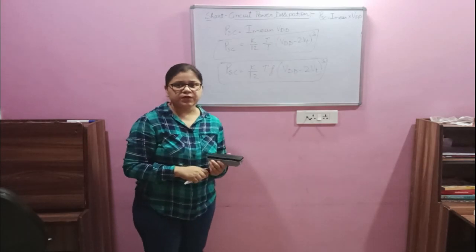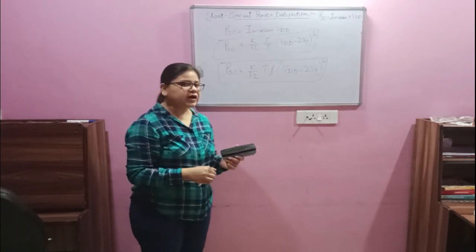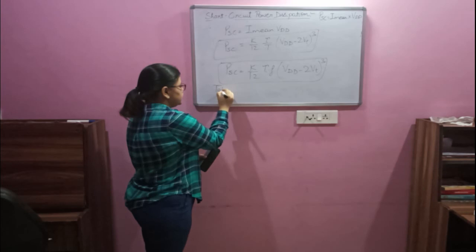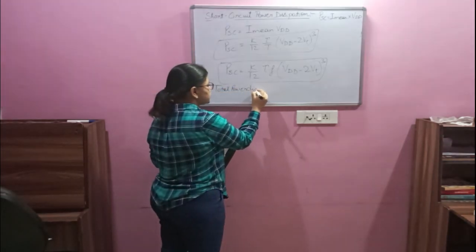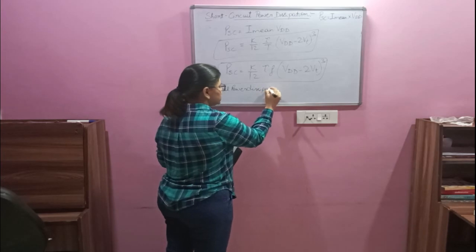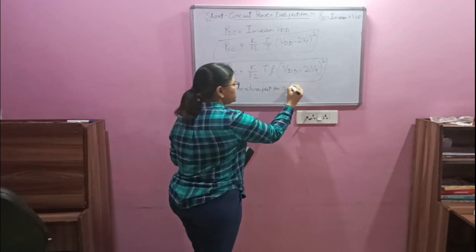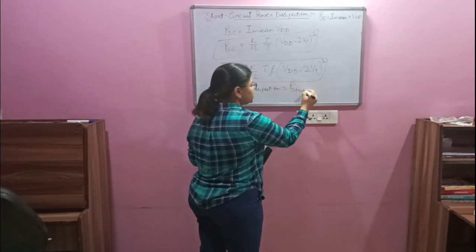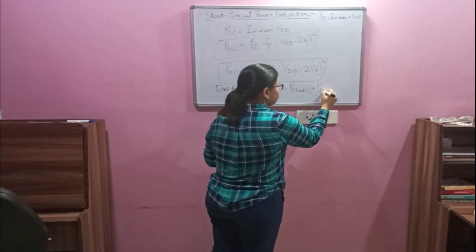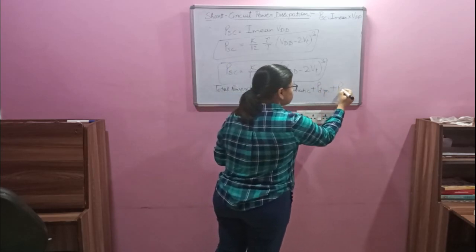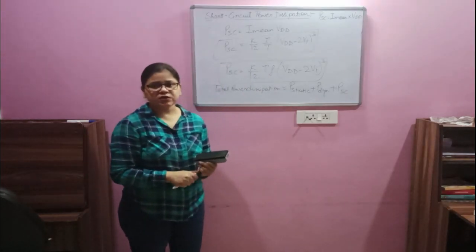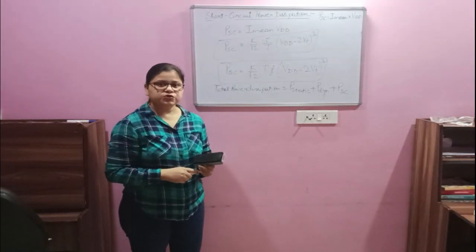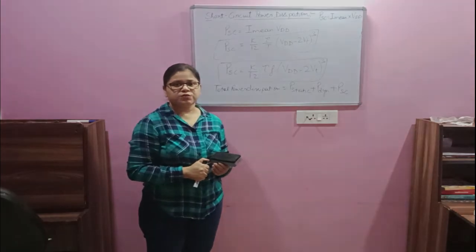So in this way, we have the total power dissipation in CMOS circuits given as static power dissipation plus dynamic power dissipation plus short circuit power dissipation. These are the three components which contribute to the power dissipation in CMOS circuits.